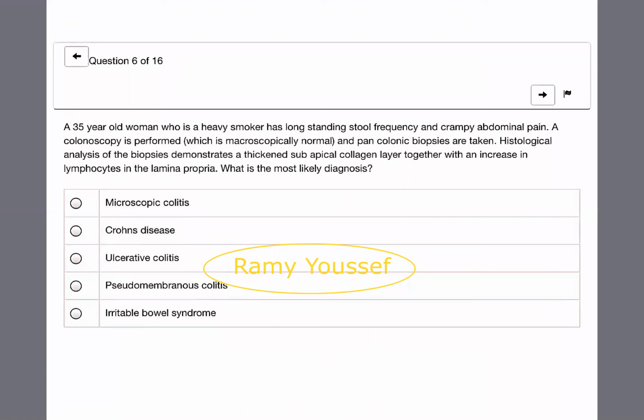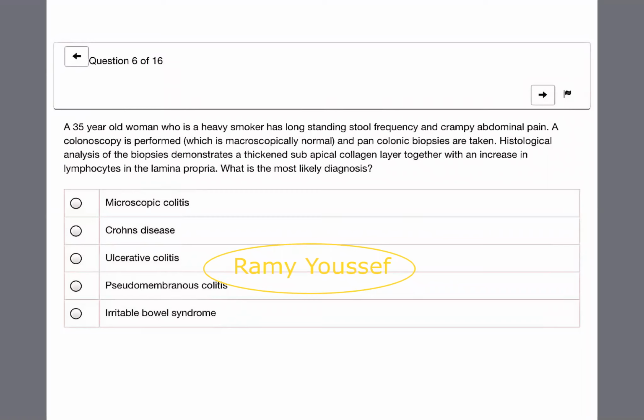Dr. Yazid. A 35-year-old woman who is a heavy smoker has long-standing stool frequency and crampy abdominal pain. A colonoscopy is performed, which is macroscopically normal, and pancolonic biopsies are taken. Histological analysis of the biopsy demonstrates a thickened subepithelial collagen layer together with an increase in lymphocytes of the lamina propria. What's the most likely diagnosis?